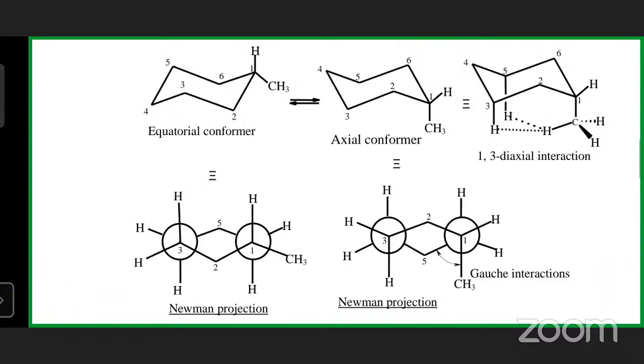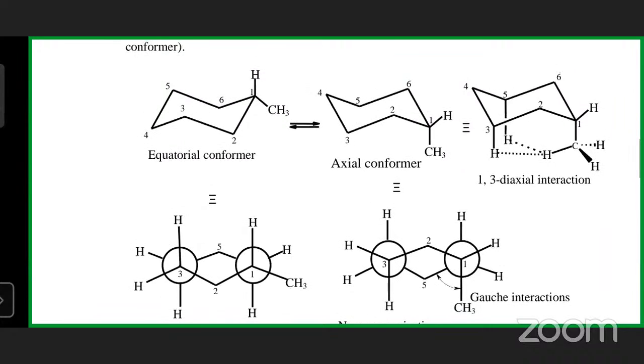Now you see this mono substituted methyl cyclohexane converted into Newman projection, because the Newman projection formula is the best representation to explain the gauche interactions. Basically, we'll take advantage of these gauche interactions to explain the stability. So the Newman projection is the best representation.